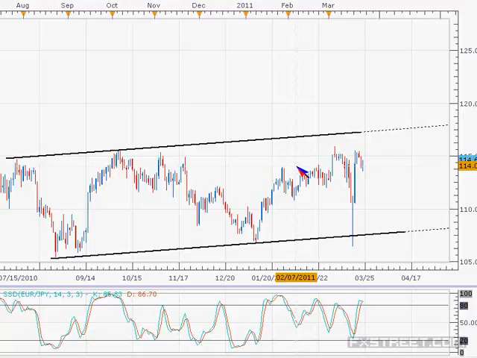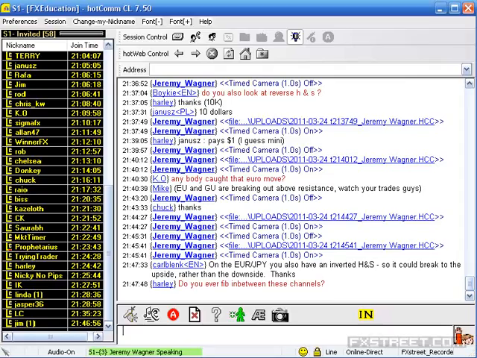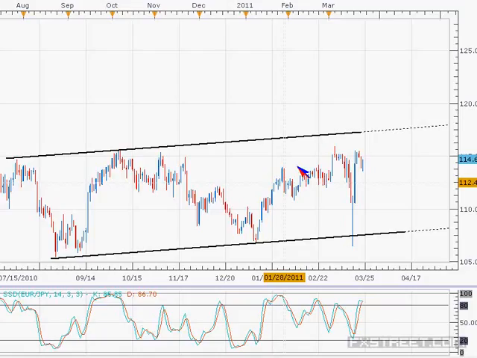Harley says, do you ever fib? Do I ever use a Fibonacci between these channels? The only thing that I utilize inside the channels is a center line, so I guess it would be the equivalent of maybe a 50% line. A lot of times prices will respect that center line. But other than that, I don't use Fibonacci within a channel. I don't know if there's any validity to it because I don't know how many people really use it.